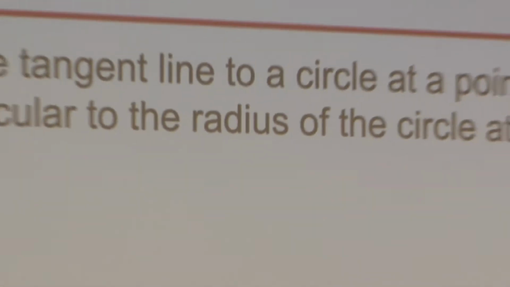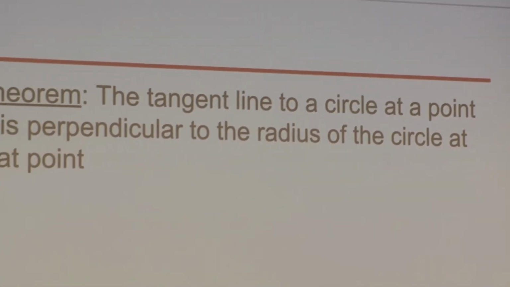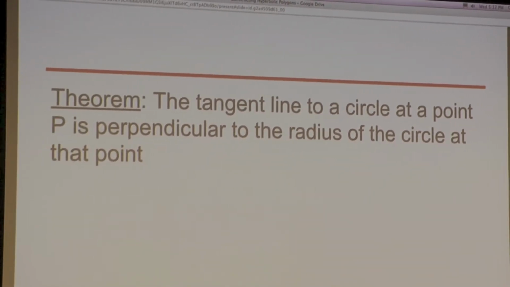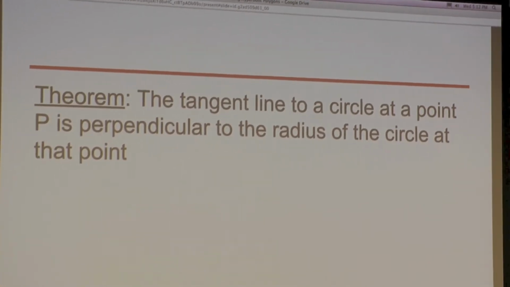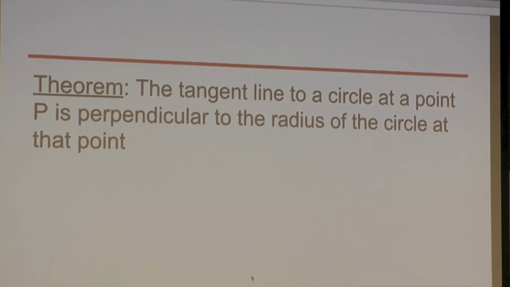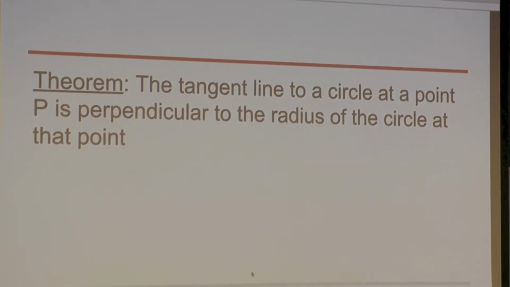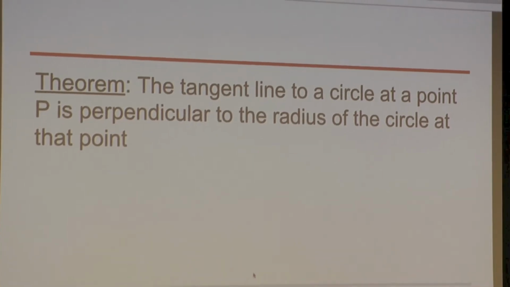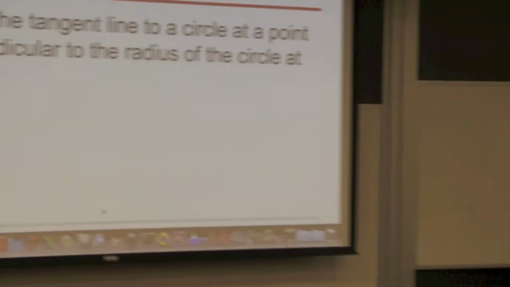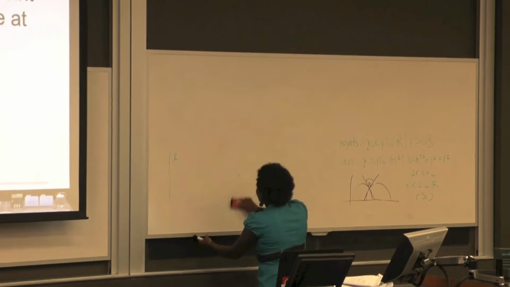Right. Now here's the theorem. The tangent line to a circle at a point P is perpendicular to the radius of the circle at that point. The reason I use this theorem is because it's going to be very important in our actual construction of that right hexagon that I showed you at the beginning. So I'm going to go ahead and prove that. The proof is actually pretty simple, so I'll do that right now.